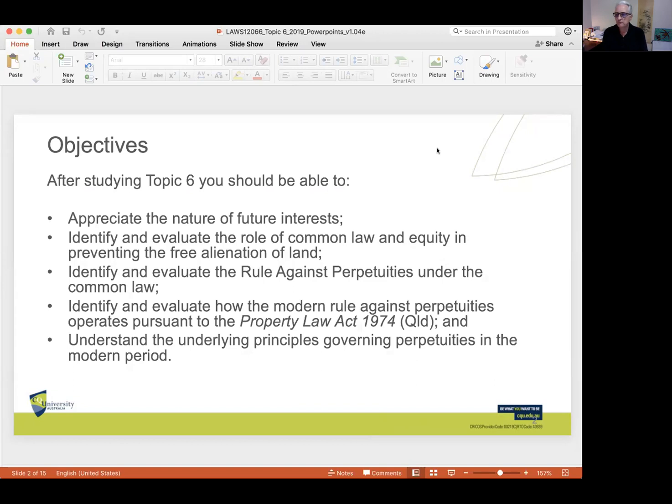We then move to the significant idea of the rule against perpetuities, which is referred to today as the modern rule against perpetuities because it has an ancient origin, but we're very much focused on how it applies today. And in Queensland, that means understanding the common law situation, but also, very importantly, to appreciate the provisions in the Property Law Act under Part 14.